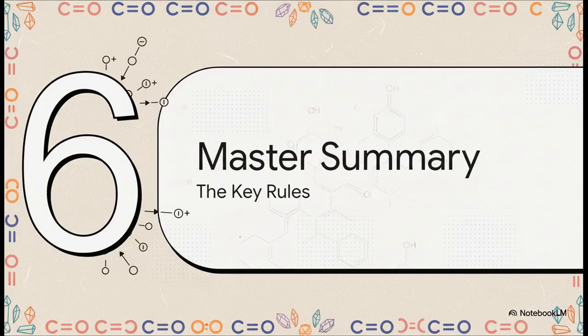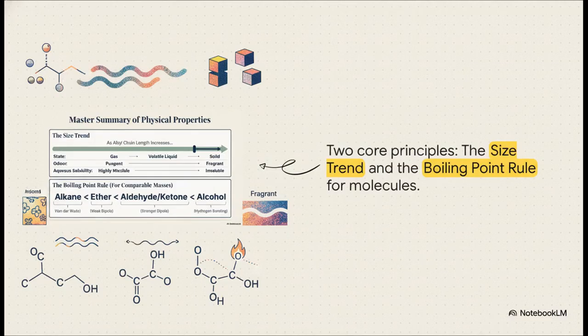Wow, we have covered a ton of ground, from tiny dipoles all the way to large-scale properties. So let's wrap this all up with a nice, clear summary of the key rules you really need to remember. This slide boils it all down to our two main principles. First up is the size trend. As the molecules get bigger, they go from a gas to a solid, their scent gets more fragrant, and their water solubility plummets. Second is the boiling point rule, and this is for molecules of similar mass.